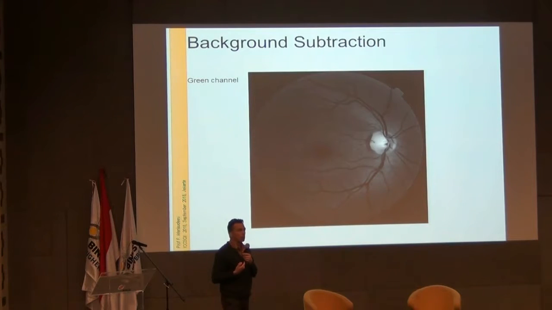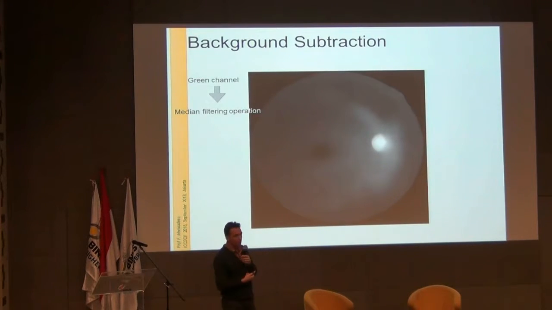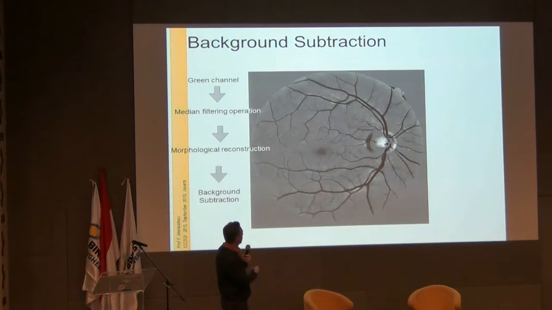Most of the time, whenever you process fundus images, you use the green channel only, because that's where you have the best contrast. So using the green channel, you can do median filtering to do the background estimation, some morphological operations to be sure you're going to remove the optic disc, and background subtraction. From those images, then you can process.